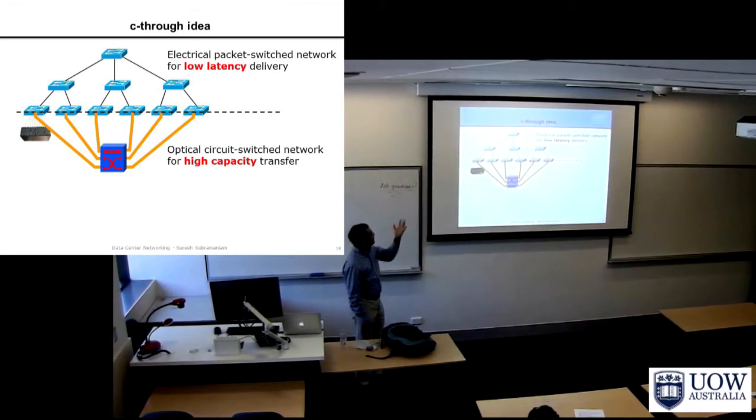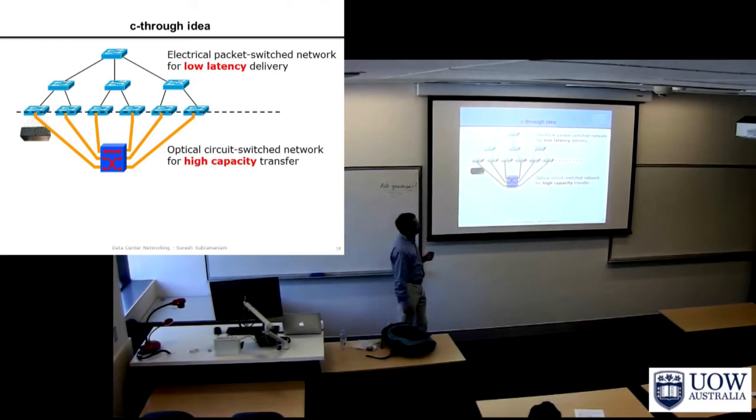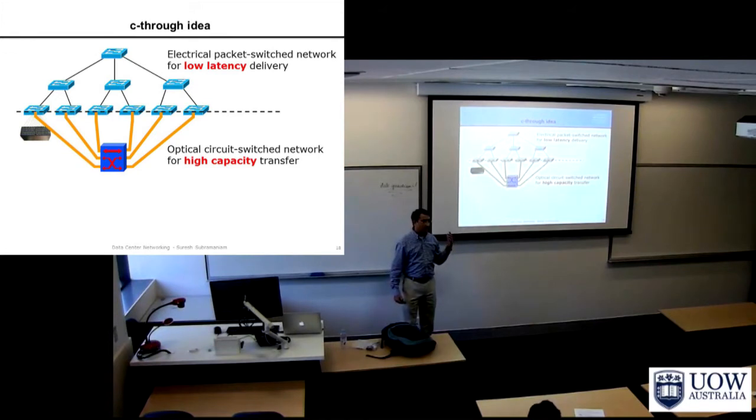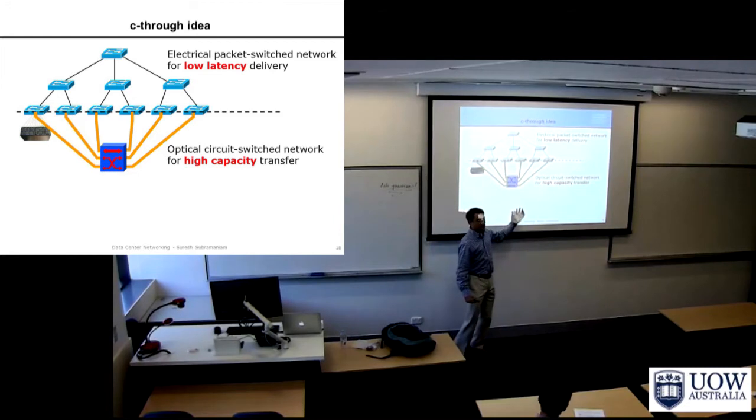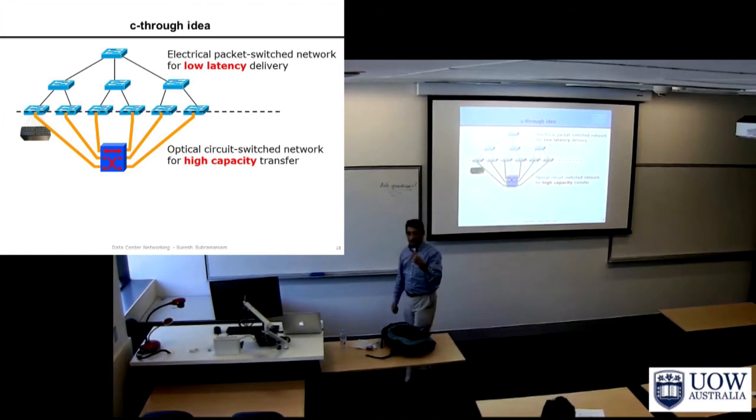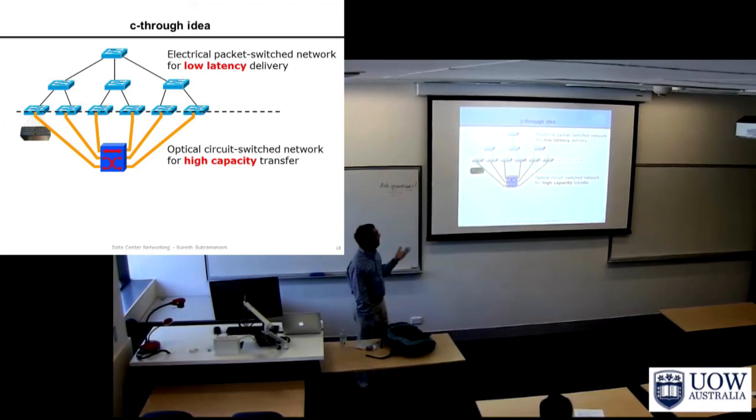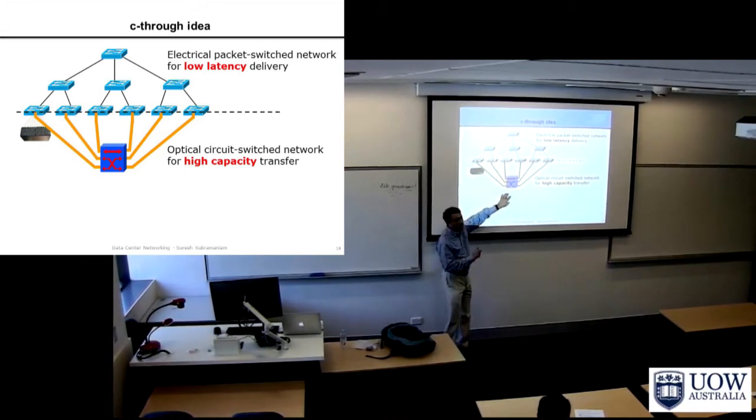So this is an electrical packet switch network for low latency delivery and an optical circuit switch network for high capacity transfer. For those large flows, gigabits per second and terabits per second flows, you can use the high capacity optical switch. For the other small flows, use the electrical network. This was their idea, and you can reconfigure the switch, but at very large time scales, very slowly.